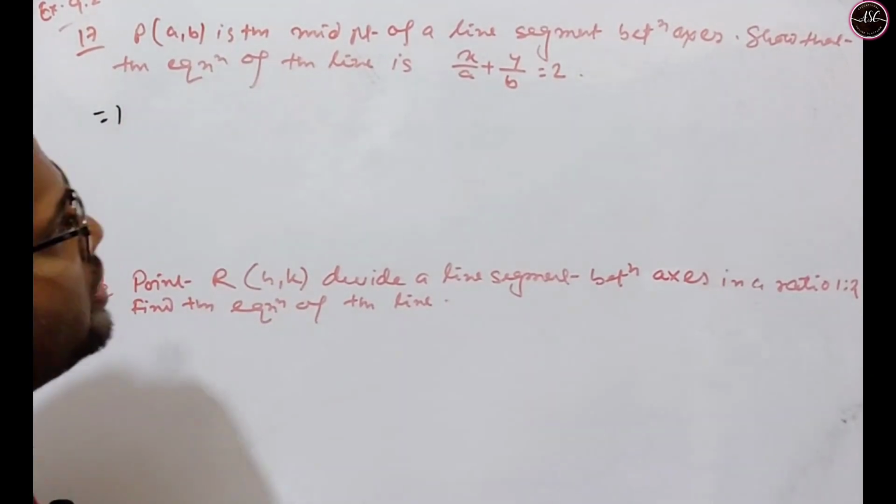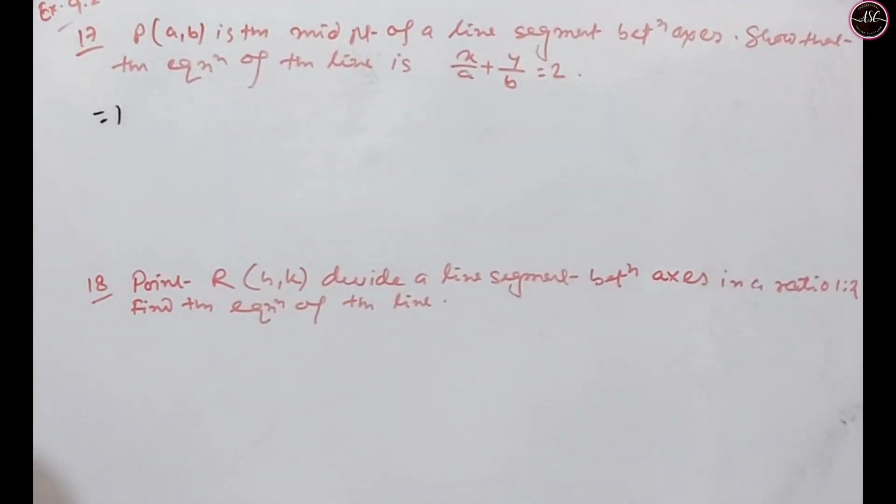P(a, b) is the midpoint of a line segment between the axes, so that the equation of the line is x by a plus y by b equal to 2.